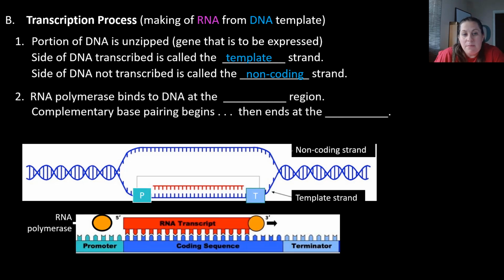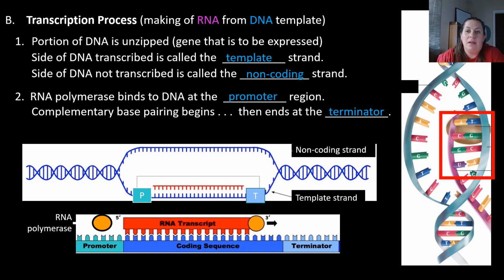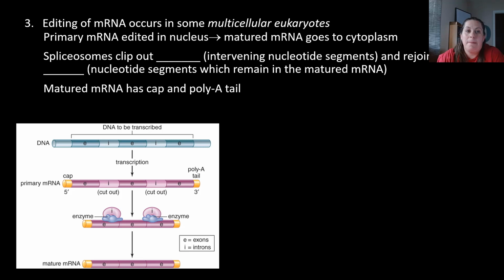RNA polymerase then binds to the DNA at what we call the promoter region, where we promote the copying. Complementary base pairing then begins. This continues until it reaches a terminator. Once the terminator is reached, we are going to stop copying the DNA.